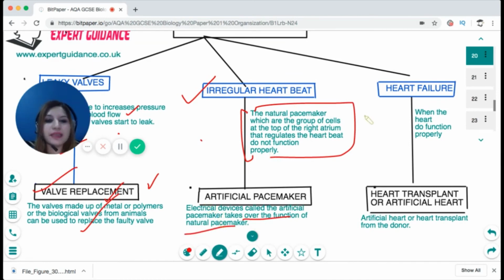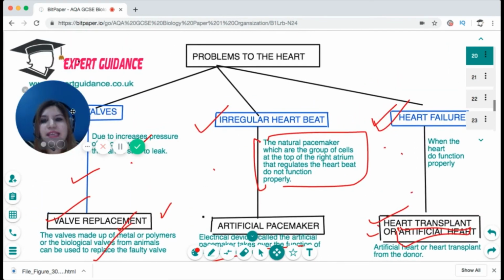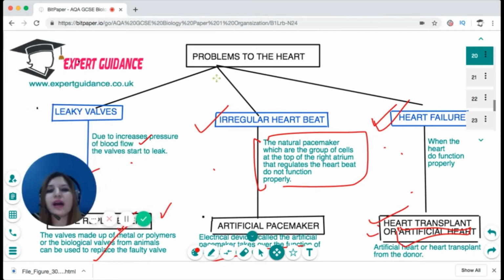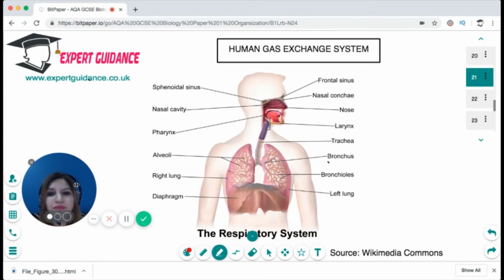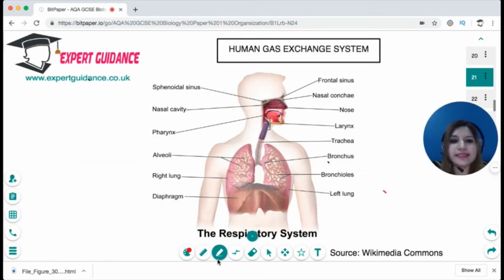the heartbeat. Then, apart from all these problems, the person can have greater damage to the heart or heart failure. In that case, we need a heart transplantation or an artificial heart, which is not that successful, but the research is going on, but heart transplant can be done. So these are all the non-communicable diseases, or you can say the problems with the heart, and the proposed treatment for the same.